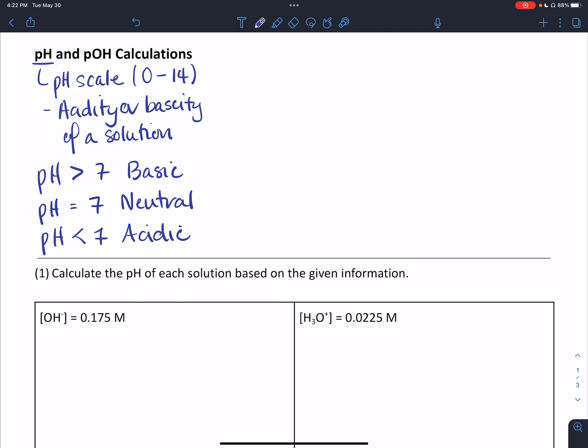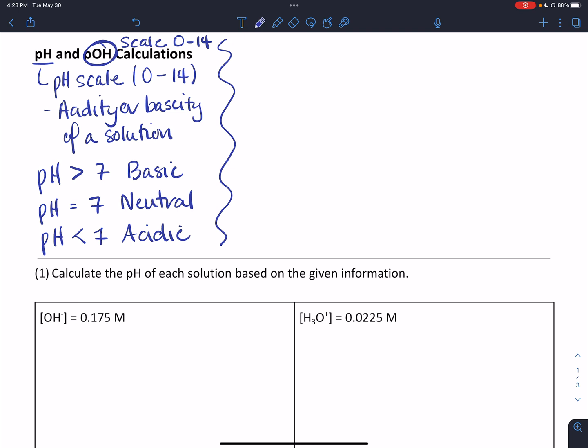All right, now the pOH scale, also a scale, also runs from 0 to 14, but everything is the opposite in the pOH scale. If you have a pOH value greater than 7, that solution is acidic. If you have a pOH value equal to 7, you're neutral. And if you have a pOH value less than 7, you are considered basic. Rather than have two scales running at the same time, we generally refer to the pH scale when it comes to determination of whether a solution is acidic, neutral, or basic.